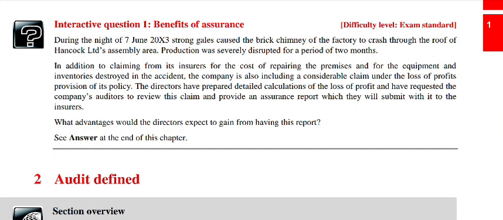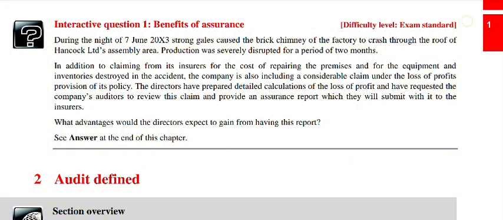In addition to claiming from its insurer for the cost of repairing the premises and for the equipment and inventories destroyed in the accident, the company is also including a considerable claim under the loss of profits provision of its policy. The directors have prepared detailed calculations of the loss of profit and have requested the company's auditors to review this claim and provide an assurance report which they will submit with it to the insurers. What advantage would the directors expect to gain from having the report?